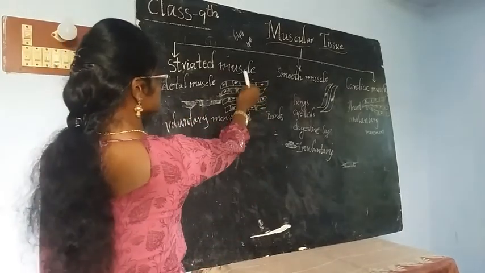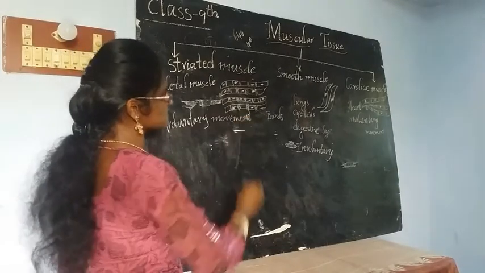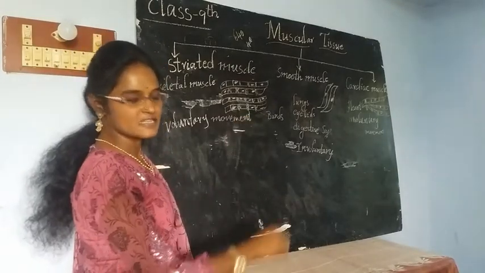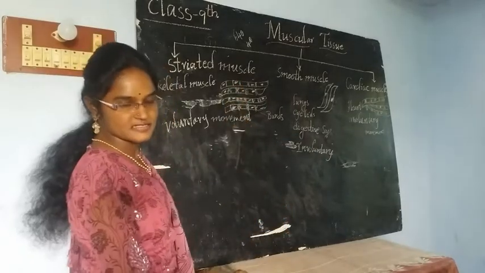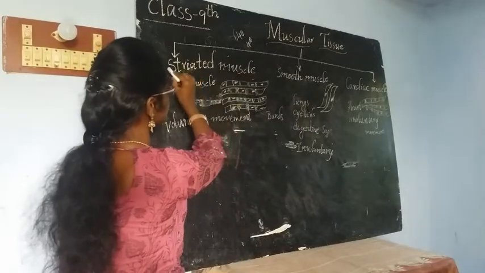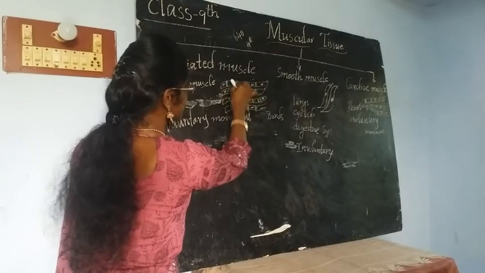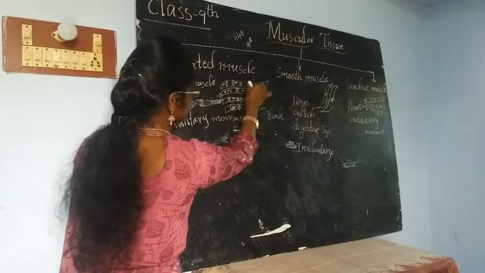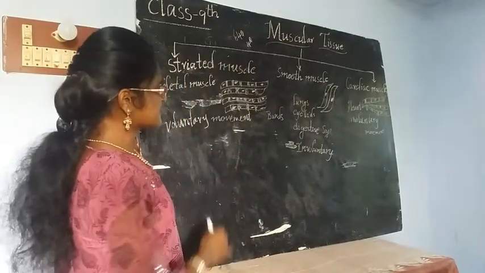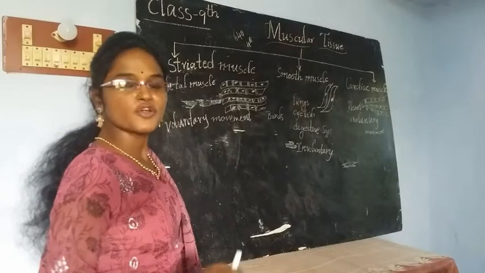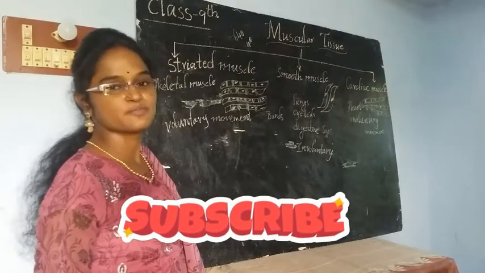If you observe the structure of striated muscle, the cells look like long cylindrical shaped cells. And how does this muscle get the name striated? If you observe the structure properly, we may find many bands or striations. These are called bands or striations. As it contains many striations, we call this type of muscle striated muscle.